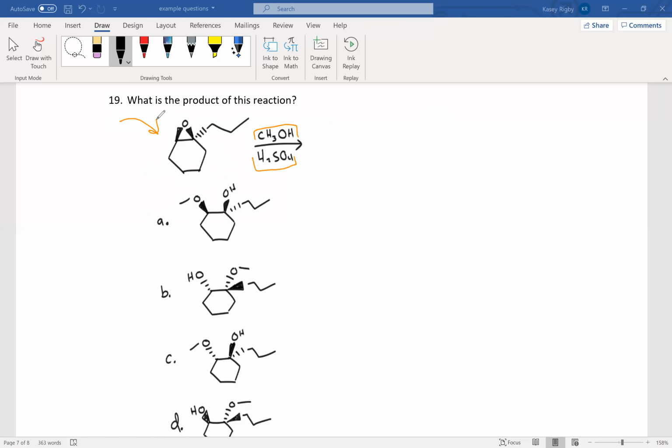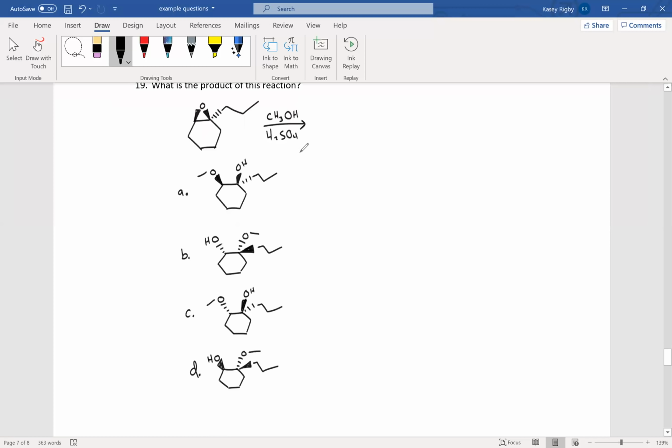So if we had a strong nucleophile, such as CH3O negative, instead of the H2SO4 and the CH3OH, we would just do a nucleophilic epoxide opening. But in this case, we're doing an acid catalyzed epoxide opening. So we are going to attack the more substituted carbon, and we're going to add on this nucleophile in the opposite stereochemistry.